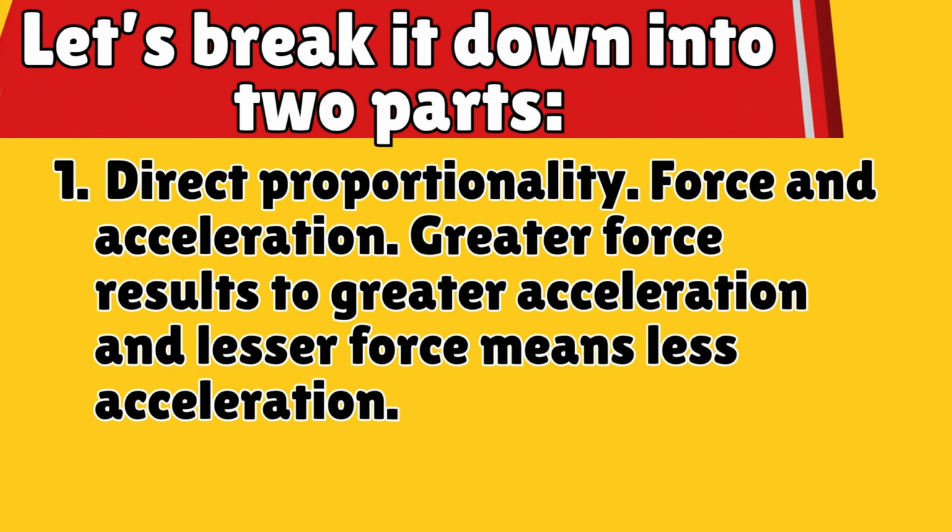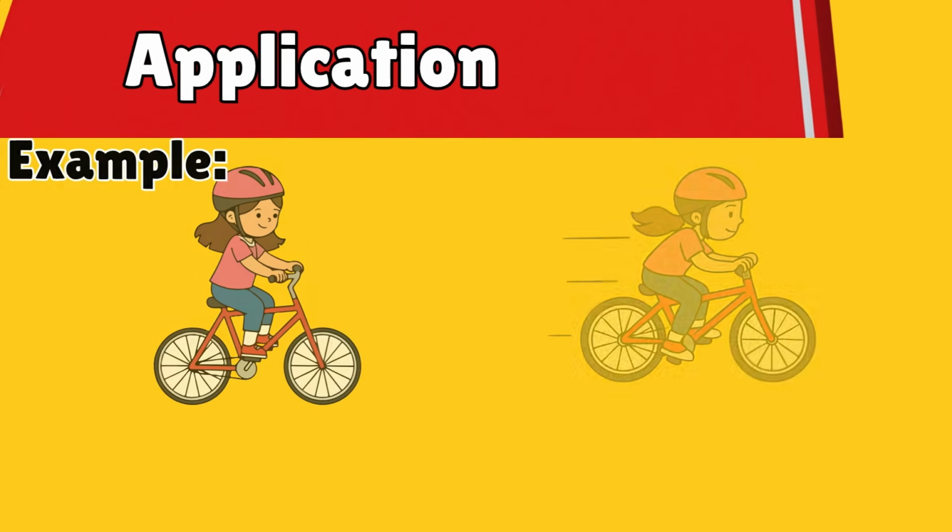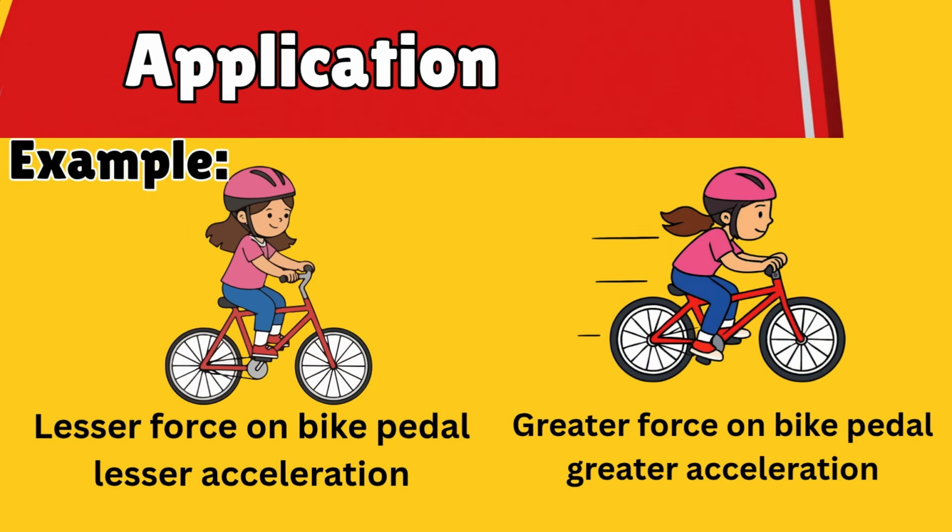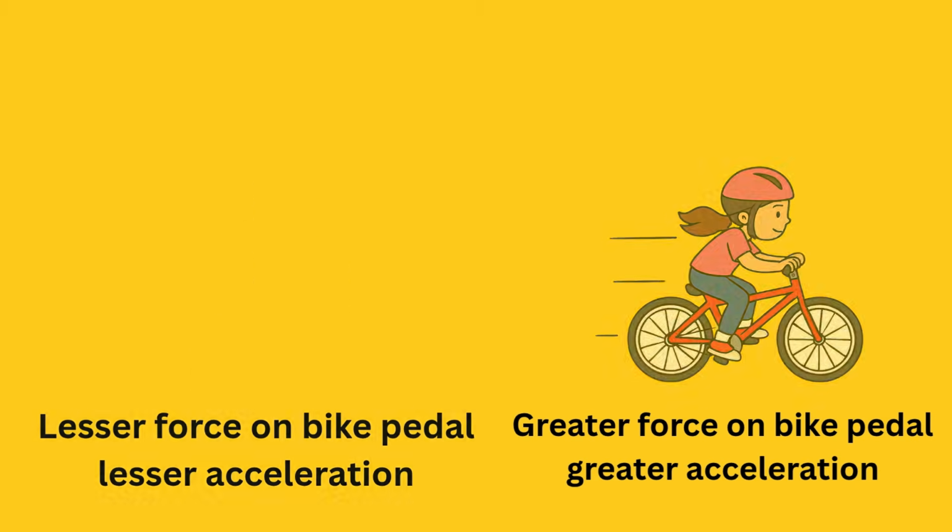To make it simpler for you to understand, let's break it down into two parts. First, direct proportionality. Force and acceleration have direct proportionality. Greater force results in greater acceleration, and lesser force means less acceleration. For example, when you pedal your bike and you apply lesser force, it will result in lesser acceleration. But when you apply greater force on the bike pedal, it results in greater acceleration.